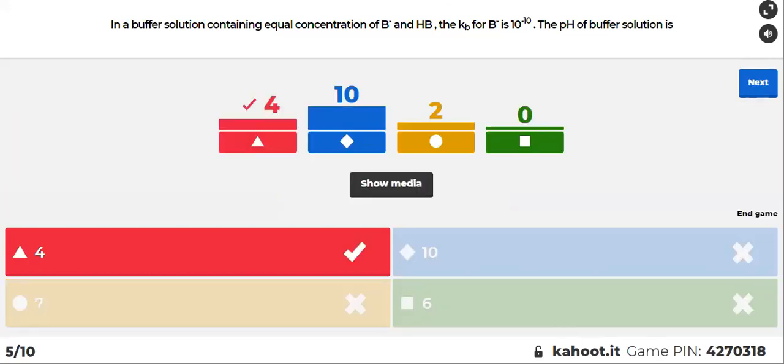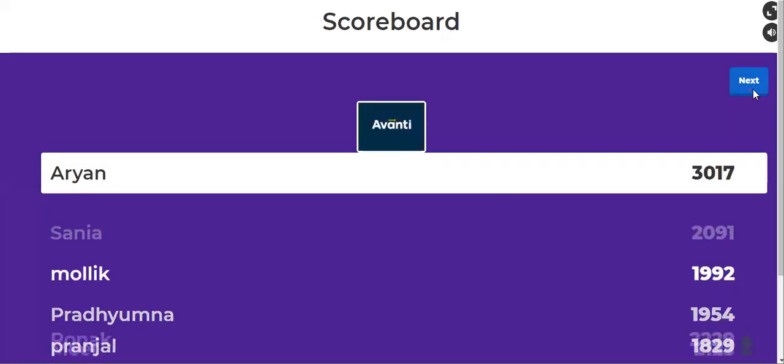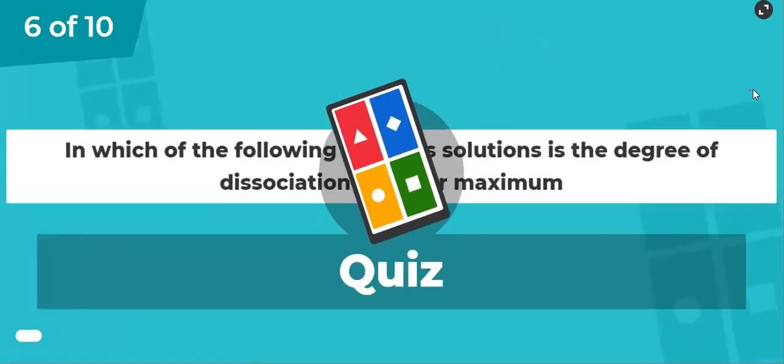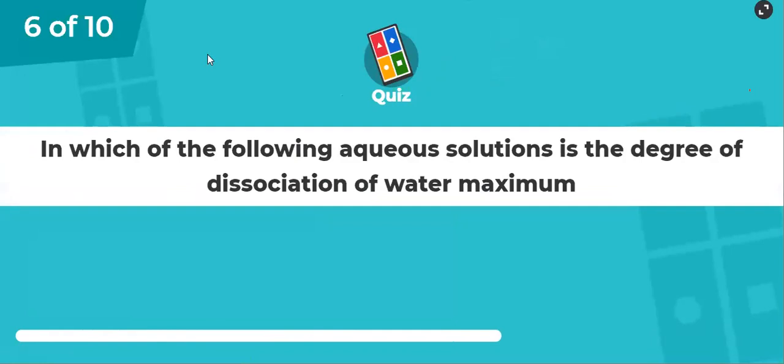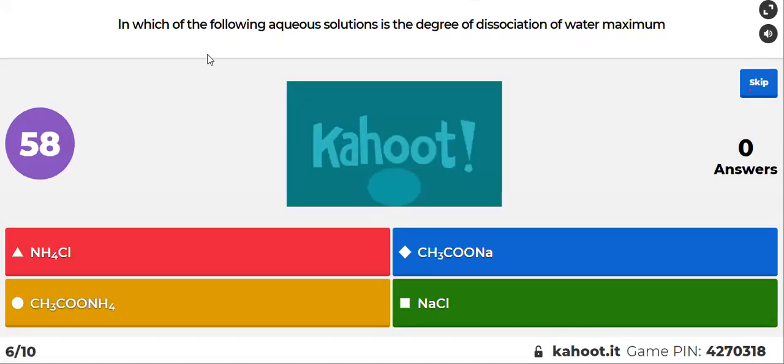Okay, Abhiram. Very good. Only 4 students. Guys, you were hasty. We know that pOH is equal to pKb plus log salt by base, which is B minus by HB. So obviously it is 14 minus 10, which is 4. No issues, Sneha. You just have to practice the concept. It's just for practice, revision, nothing else.